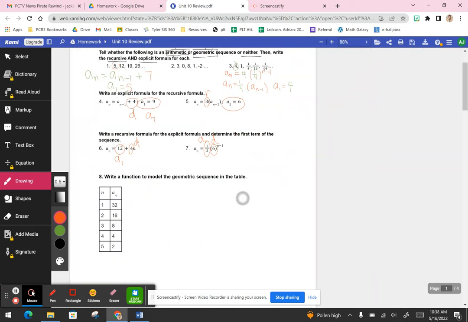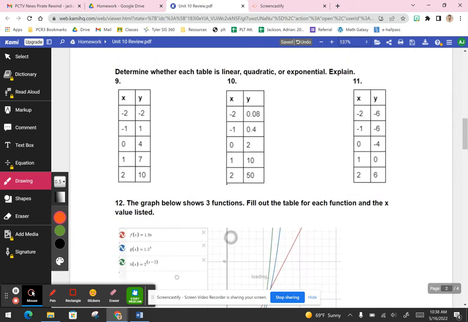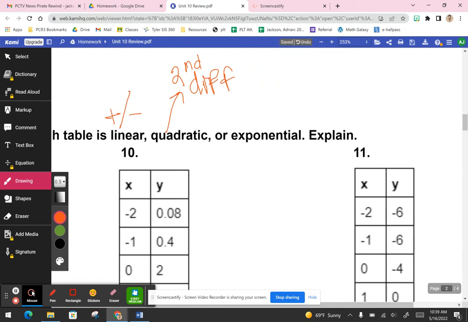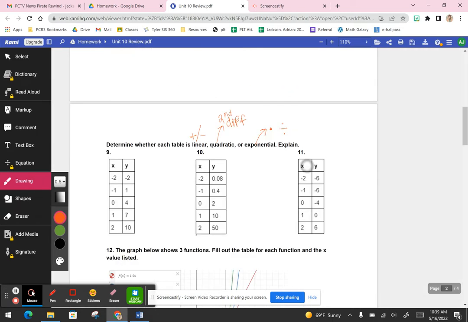function for it. And you're going to treat these numbers here, that 32, 16, 8, 4, 2, that's kind of like your list of numbers. Here, again, you're determining whether it's linear, quadratic, or exponential. So for those, if you remember, linear is when you add or subtract, and it's the same thing, and that's in the first difference. Quadratic is the second difference. And then exponential, that's when you're multiplying or dividing, which we say it's always multiplying because even if you're dividing, it's multiplying by a fraction.